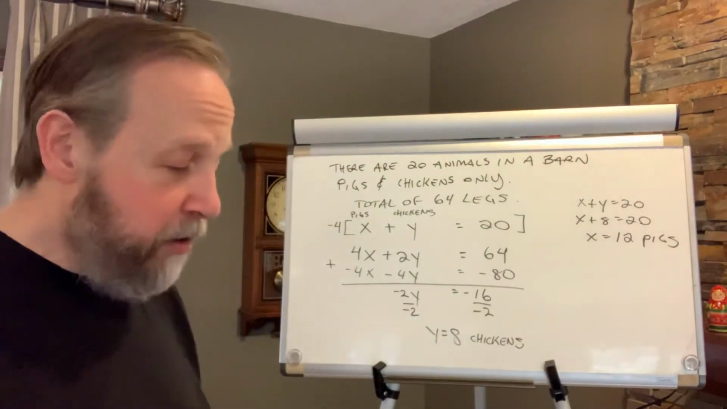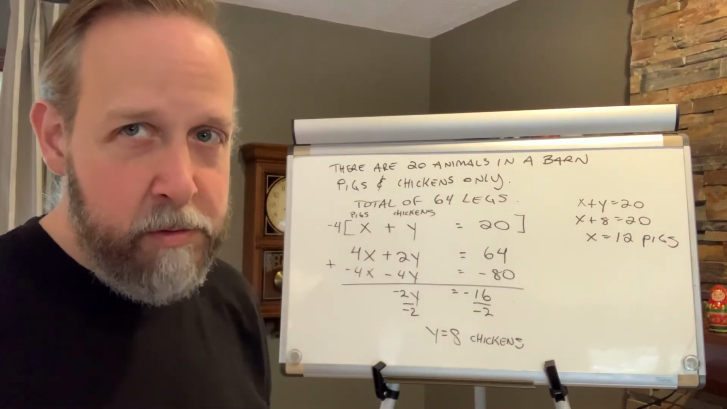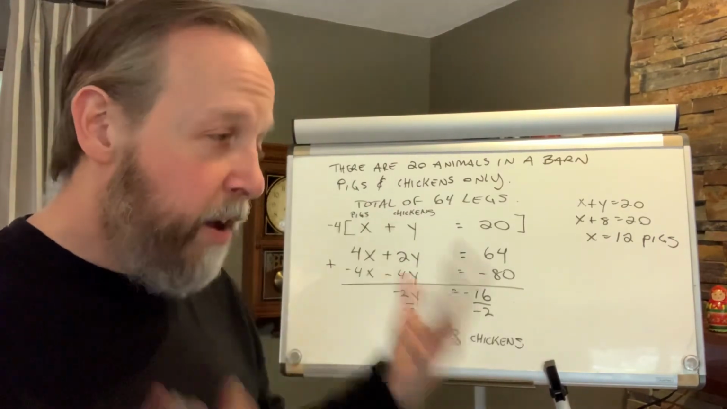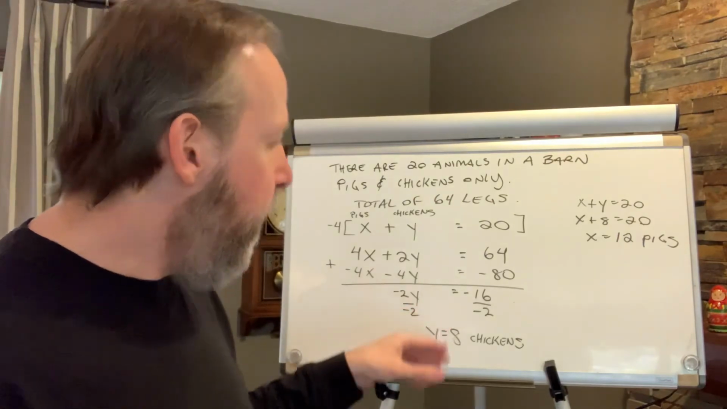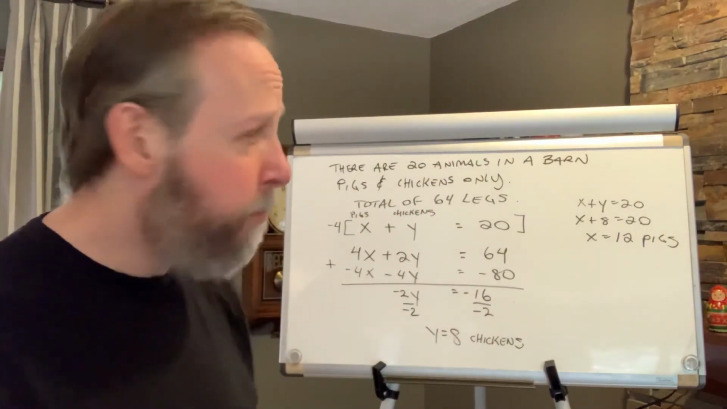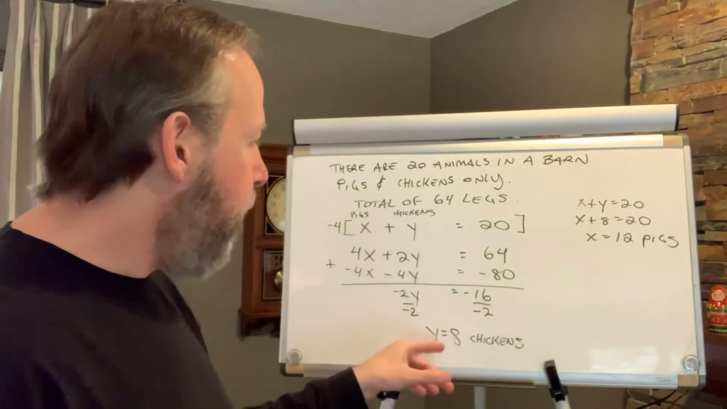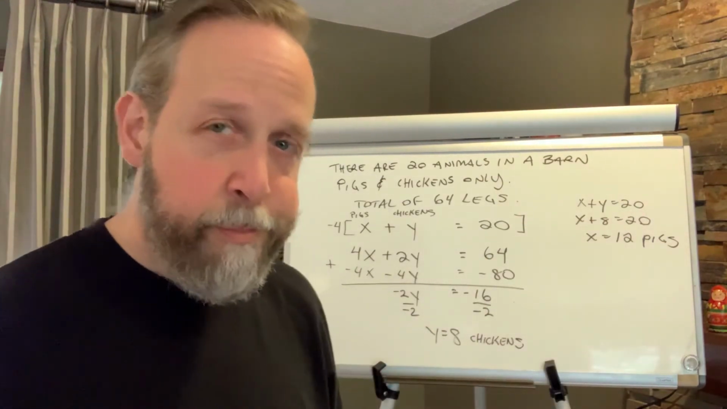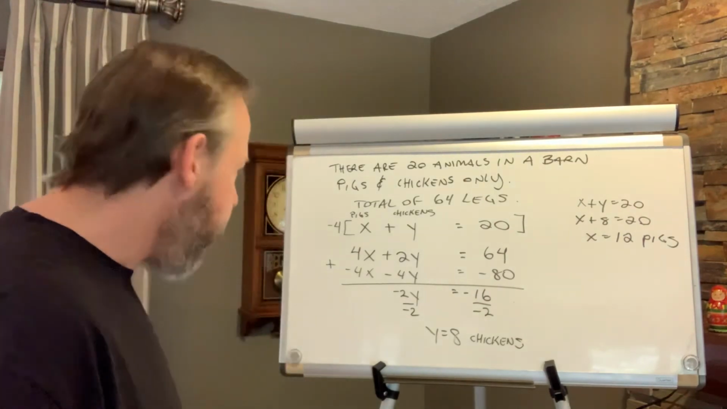So how many of each type of animal was there? 12 pigs, 8 chickens. You could do the math in your head to make sure that we have 20 animals and 64 legs. 8 and 12, of course, is 20. 12 times 4 feet is 48. 8 times 2 feet is 16. 48 and 16, 64. All right.